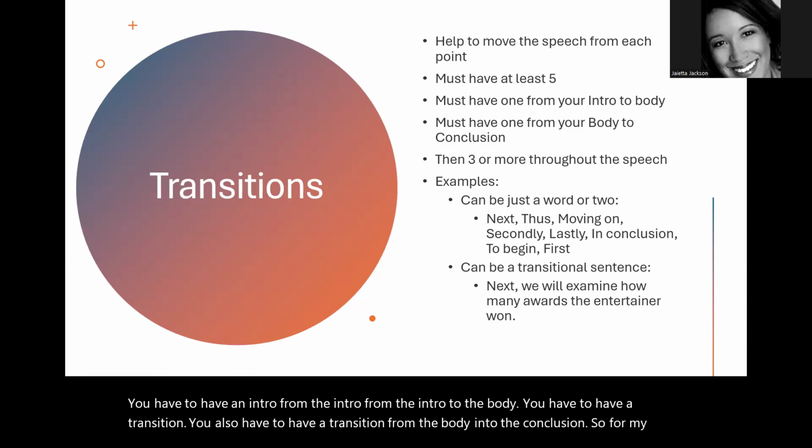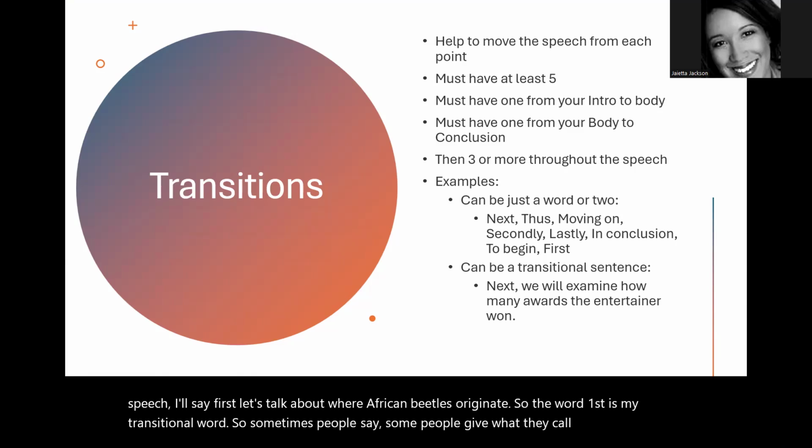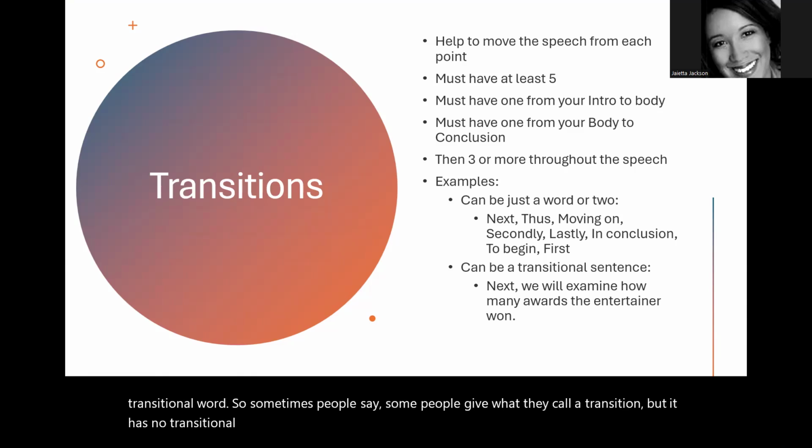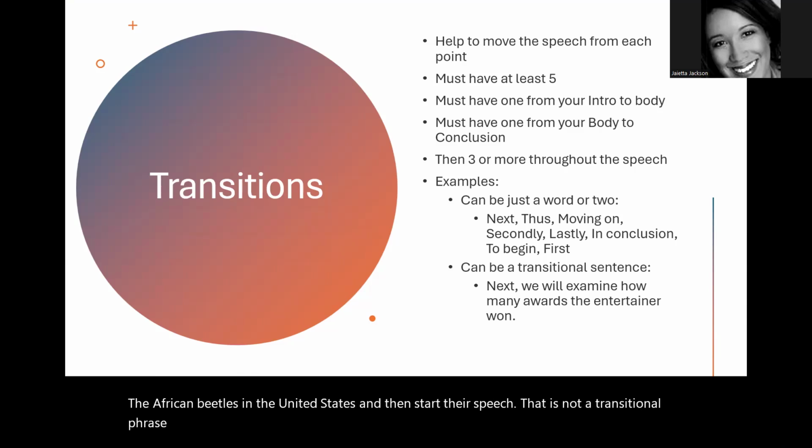So for my speech, I'll say first, let's talk about where African beetles originate. So the word first is my transitional word. Some people give what they call a transition, but it has no transitional word. So someone might say, there are many African beetles in the United States, and then start their speech. That is not a transitional phrase. There's no transitional word there. Some examples of transitional words are next, thus, moving on, secondly, lastly, in conclusion.